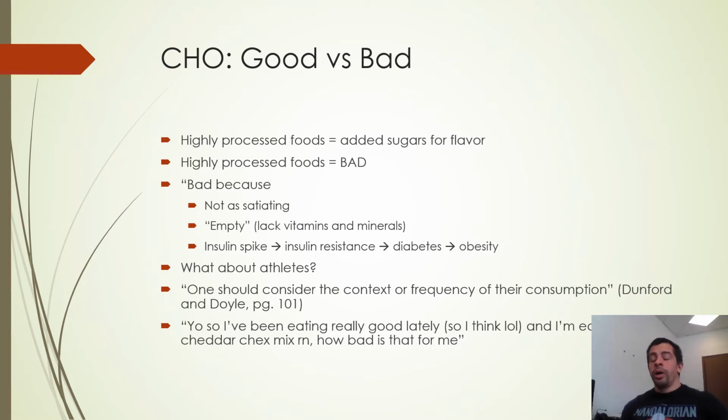And also, you guys will see high glycemic versus low glycemic responses, where there's going to be an insulin spike in highly processed foods, which can inevitably lead to insulin resistance and then diabetes, which is correlated with obesity.